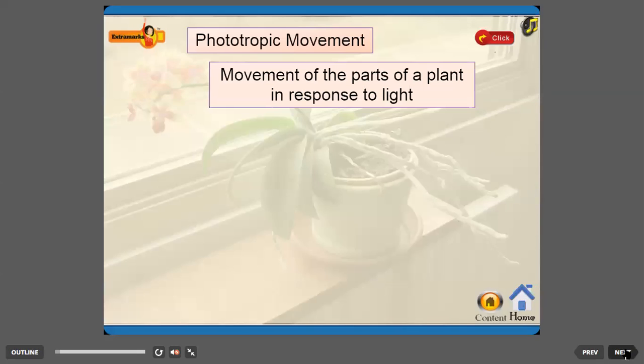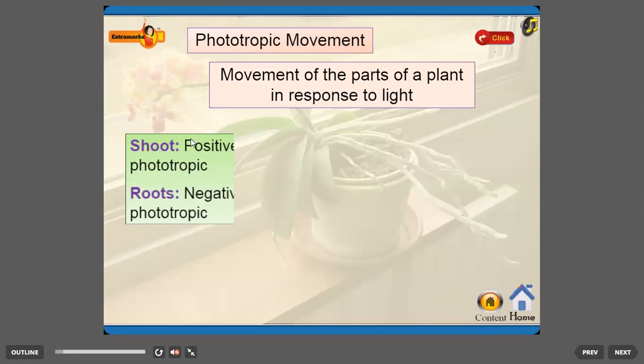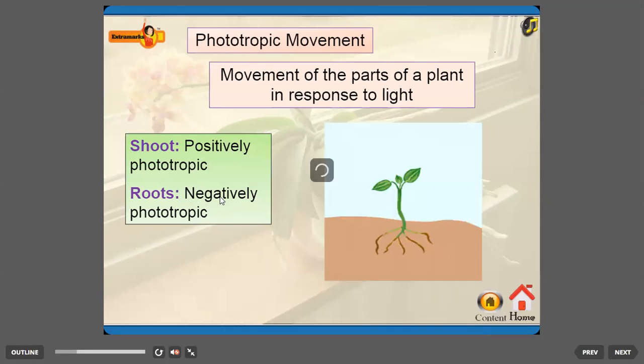So we looked at hydrotropism. Now the next part will be phototropism. The growth and movement of a plant part in response to light is called phototropism. For example, movement of sunflower in the direction of sunlight is phototropism. If the plant part moves toward the light, it shows positive phototropism. If the plant part moves away from the light, it shows negative phototropism. Shoot is positively phototropic, roots are negatively phototropic.